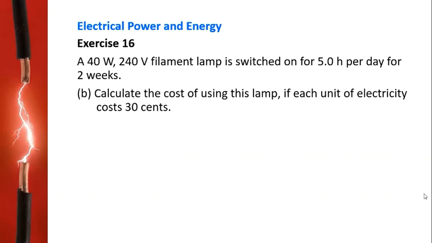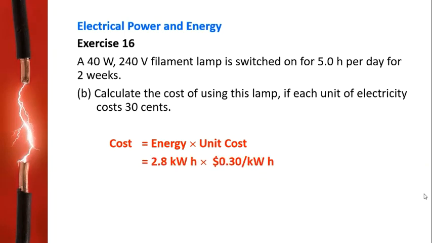In part B, you have to calculate the cost of using this lamp if each unit of electricity costs 30 cents. Each unit of electricity means each kilowatt hour of electricity. So each kilowatt hour of electricity costs 30 cents. So you calculate the cost of using the lamp by multiplying the energy used and the unit cost. The energy used calculated previously is 2.8 kilowatt hours and the cost is 30 cents per kilowatt hour, and you get an answer of 84 cents.